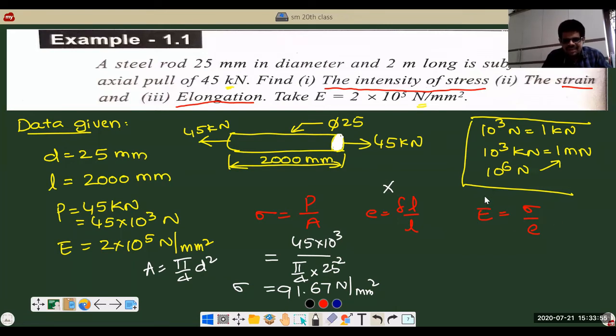So you have the value of E, it is given. Similarly, you have the value of sigma. It is also available. We have just determined this. So simply you can find out the value of e. So e is equal to sigma by capital E. So we have the value of sigma. What is the value of sigma? 91.67. And capital E means it is given as 2 into 10 to the power of 5 newtons per square millimeters. Now tell me this value.